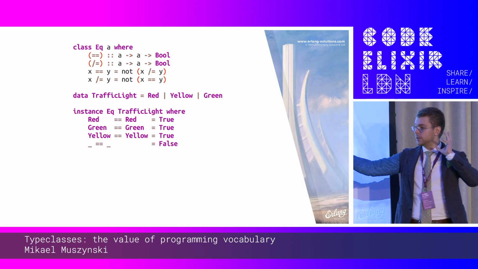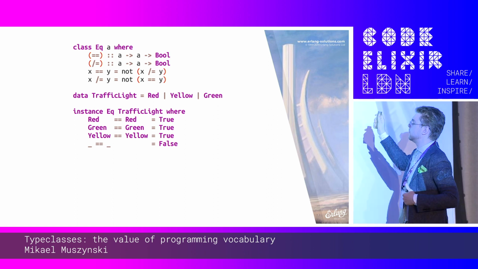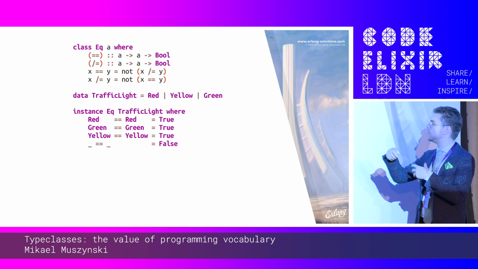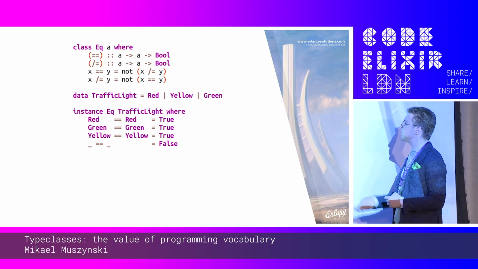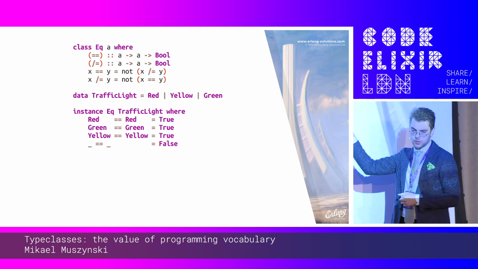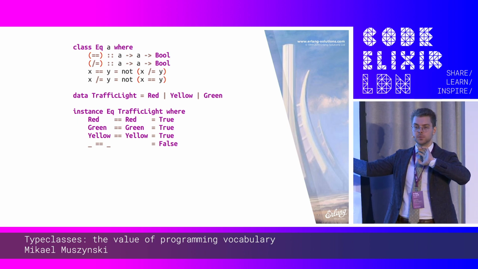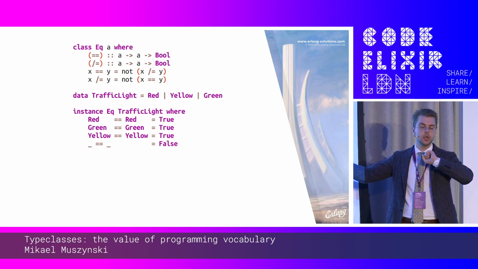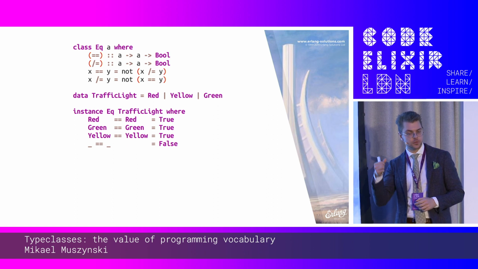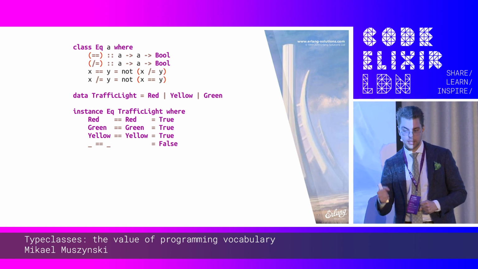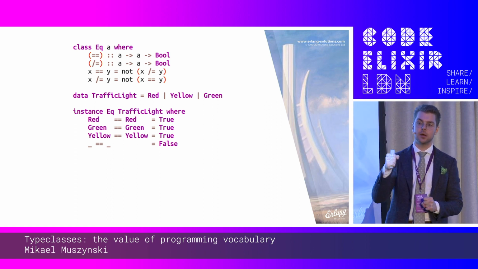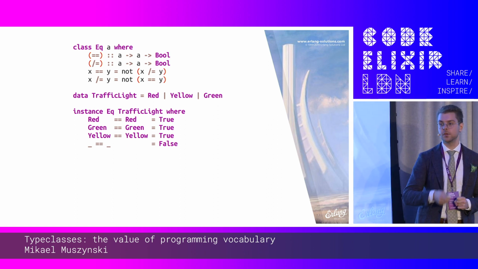Now we get to implement the interface. We want to create an instance of the Eq type class for traffic light. And this is just standard pattern matching. Is there anyone who is confused by this slide? Show of hands. Anyone? Don't be shy. Actually, who feels very confident that they understand everything in this slide? Hands up. Okay, at least a few. So there is hope.